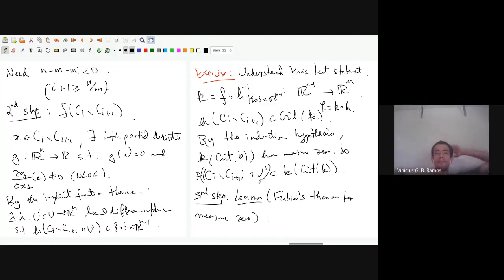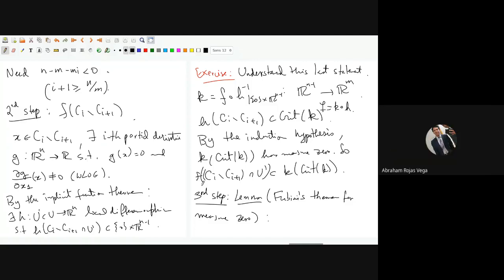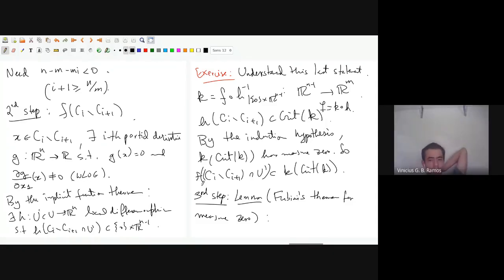So this is what you're proving. For each point in Ci minus Ci plus 1, you prove that there is a neighborhood such that the image of that has measure 0. So you can cover that with countably many sets of that form, and you have your statement. Yes, I got it. Thank you. You're welcome. Sorry, this is a little twisted.